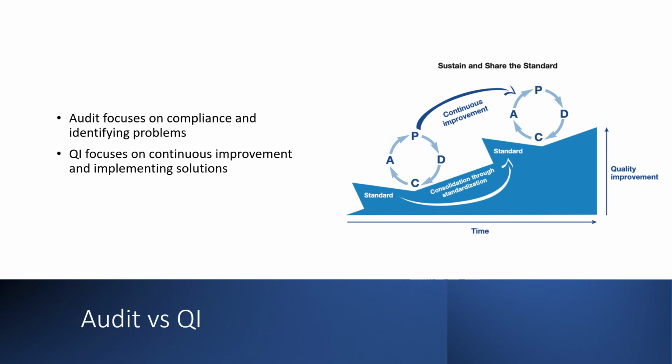So just to hammer this home again, audit focuses on compliance and identifying problems, whereas quality improvement focuses on continuous improvement and implementing solutions. If you have a look at this diagram, you can see that particularly for quality improvement, if the standard is here, an audit looks at, are you reaching this standard? But quality improvement can improve that. So you can do a cycle of quality improvement, and over time you can identify ways to improve so that the standard actually gets better. And then, if that's adopted by national guidance or local guidance, great, because then you will audit to a higher standard. That shows how audit and quality improvement interact.